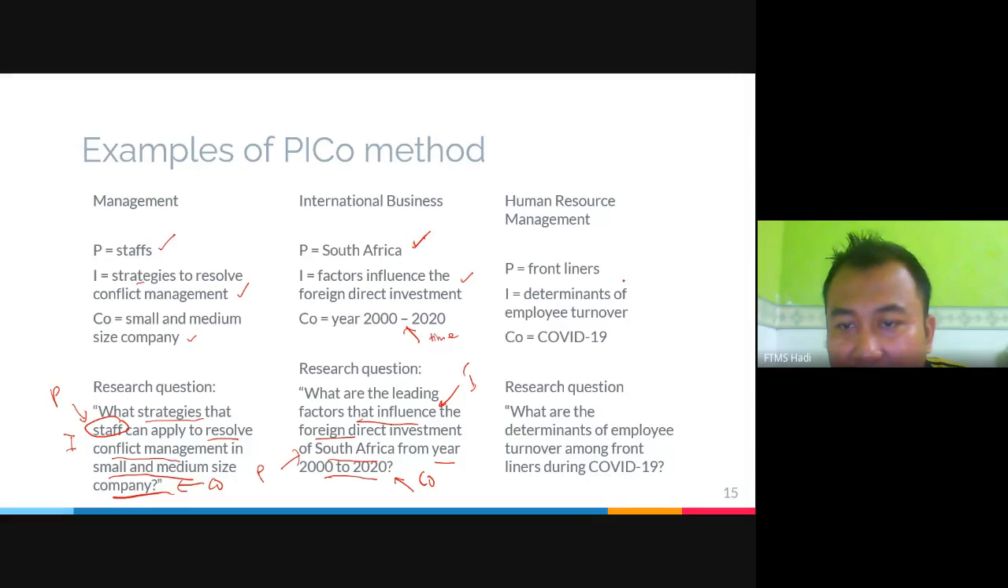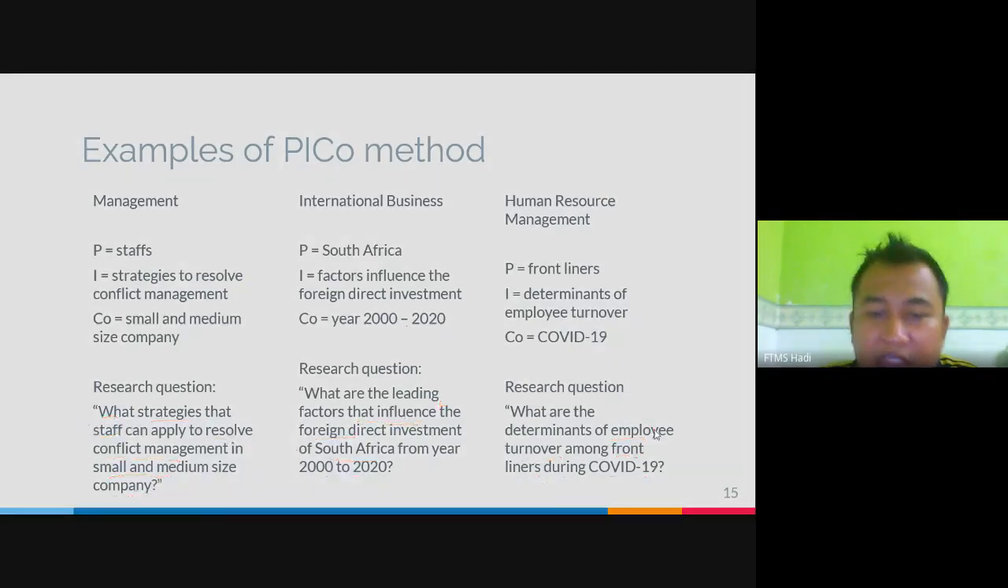Human resource management, last example. Okay, this is the latest one, because here I'm interested to see the determinants of employee turnover. So this is the interest. That means I want to see why employee turnover is quite high among frontliners. This is the population. People, who do you want to analyze? And then the scope, you cover COVID-19. So what are the determinants of employee turnover? So these are your interests. Frontliners is your population. COVID-19 is your context.